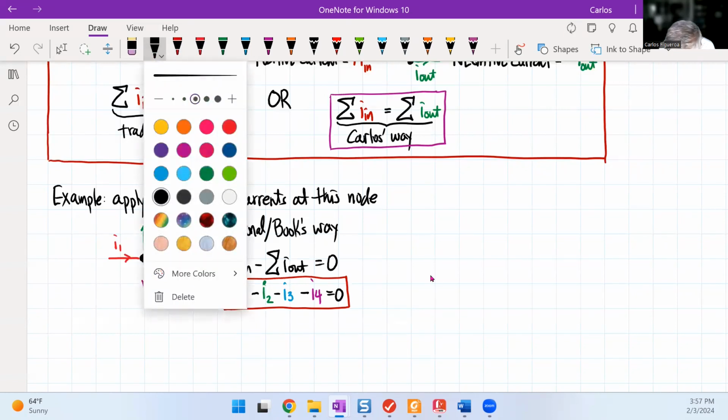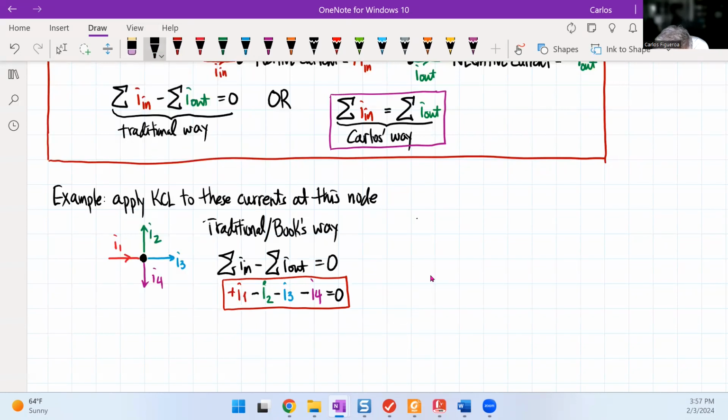So now what I want to do is look at Carlos's method, or Carlos's way, which includes no signs. All of the signs are positive. So instead of writing a sum, I typically say that this is the current in and this is the current out. So I dropped the sign convention, the summation sign. By the way, this is called Einstein's convention.